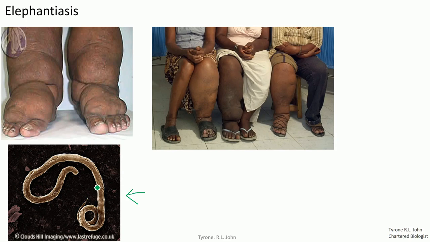This worm here is actually transmitted, or part of its life cycle is transmitted by the mosquito. All right, so this disease is transmitted by a vector. A vector is just an animal that can transfer the pathogen, really, the organism that causes the disease. Okay, so it's mosquitoes that transfer this parasite. So that's just elephantiasis there. It's when the lymphatic vessels become blocked and you can't get drainage away of the tissue fluid.